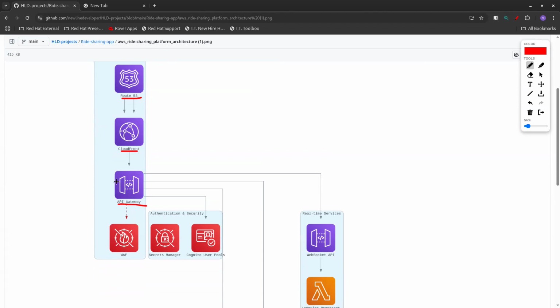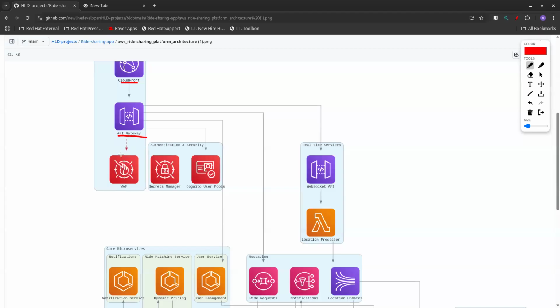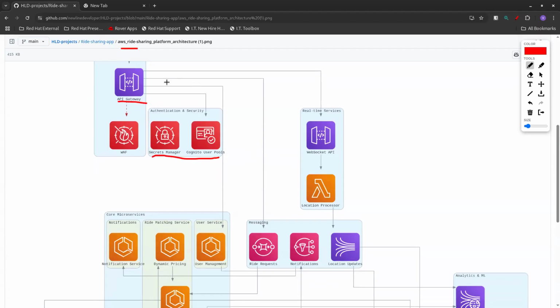The API Gateway communicates with various category services. We can integrate the API Gateway with a web application firewall for security, and when a request comes in, we can integrate it with Cognito user pools and Secrets Manager. That will make sure only authorized users can make requests. Rate limiting and everything can be configured in the API Gateway. We also have an authentication security service, with Secrets Manager and Cognito user pools, which will create the user and store their credentials.